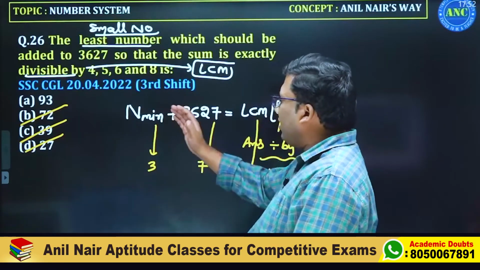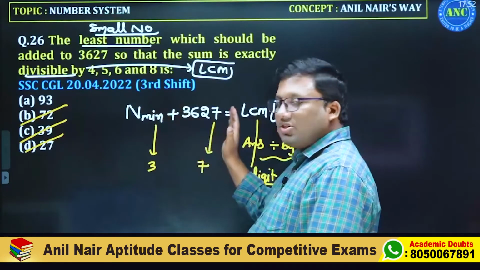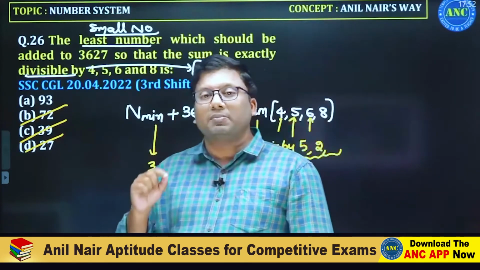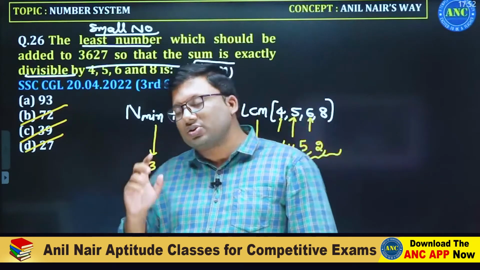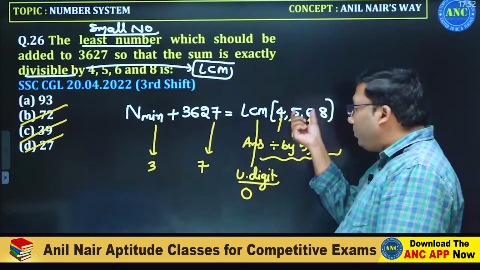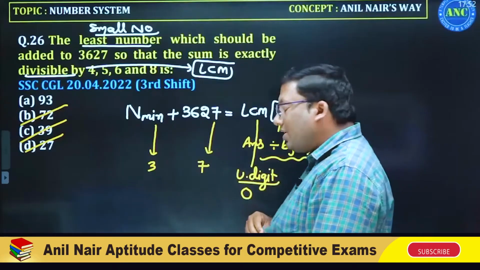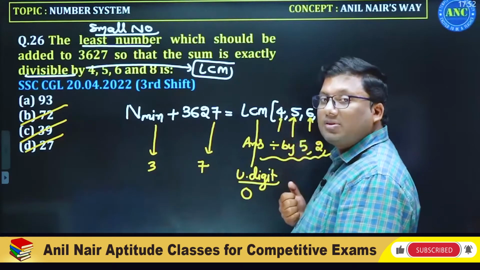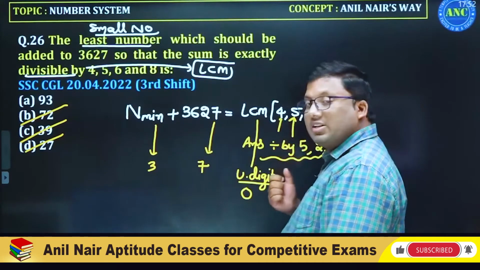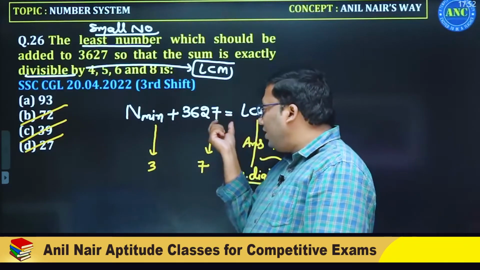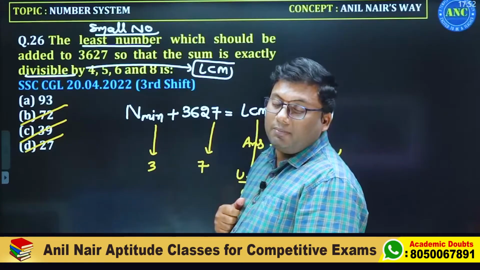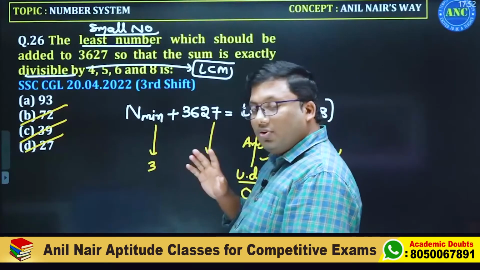Again I am repeating. N minimum plus 3627 is the LCM of 4, 5, 6, 8. If the input is a number divisible by 5, the answer is also divisible by 5. If the input is divisible by 2, the answer should also be divisible by 2. That means the right hand side is divisible by 10, so the unit digit is 0. The left hand side unit digit is 7, so for it to become 0, the minimum number should have unit digit 3.